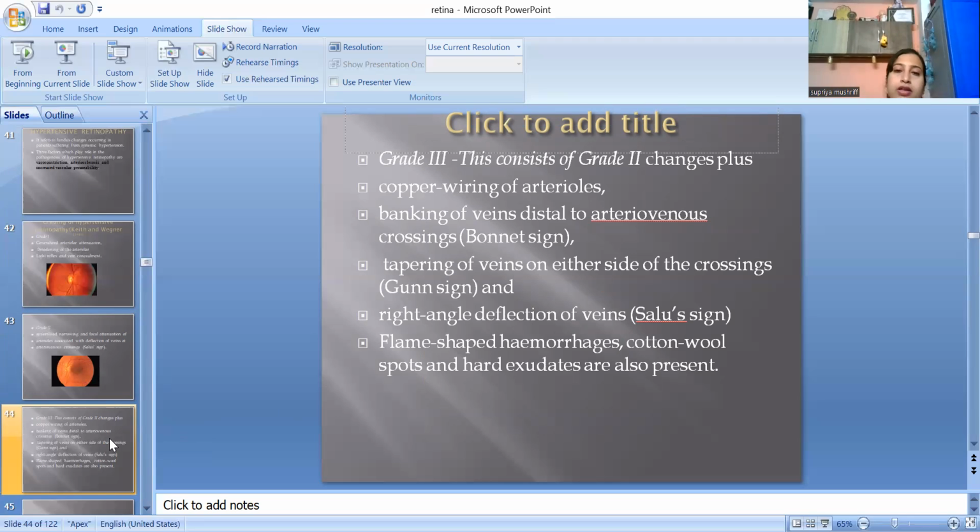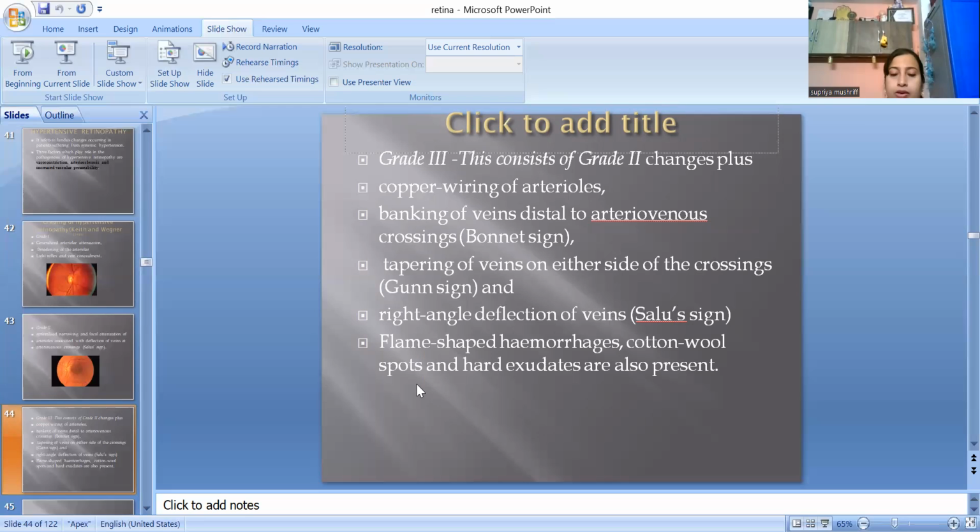Now grade 3. This consists of all the changes of grade 2 plus copper wiring of the arterioles and banking of veins distal to the AV crossing, that is known as Bonnet sign, and tapering of veins on either side of the crossing, that is Gunn sign, and right angle deflection of the veins at the AV crossing is known as Salus sign. So Bonnet sign, Gunn sign, and Salus sign.